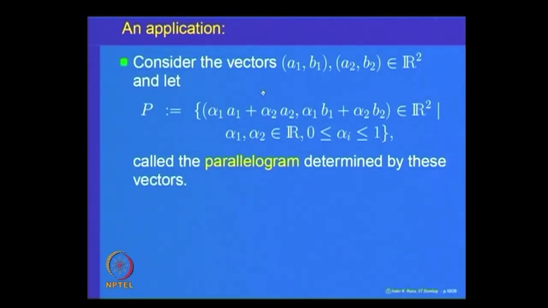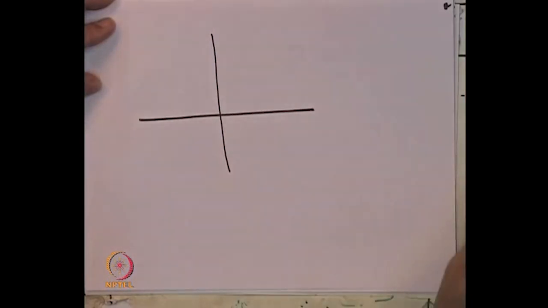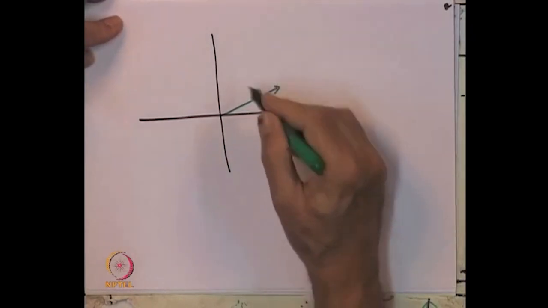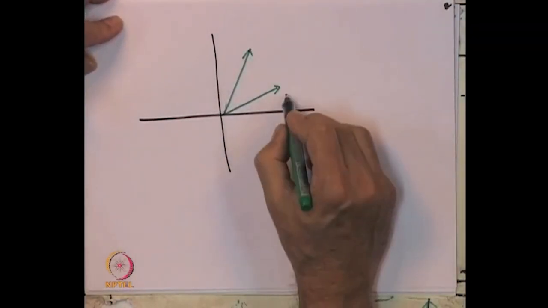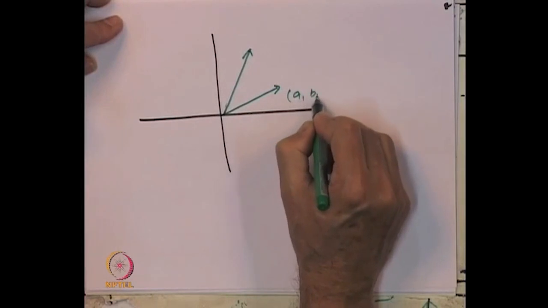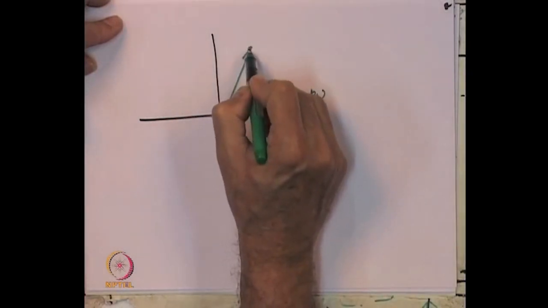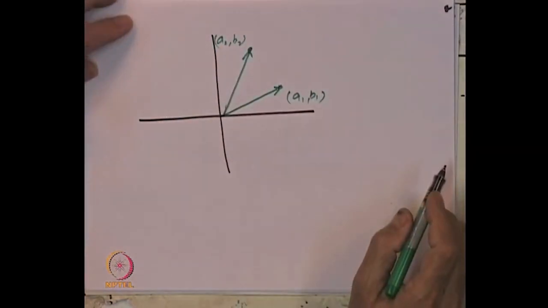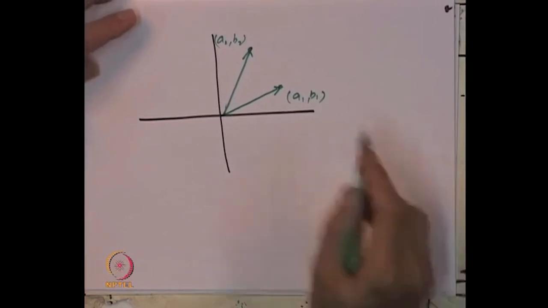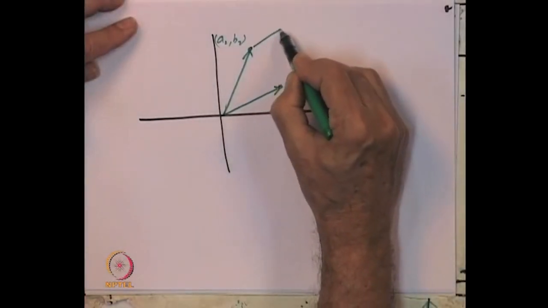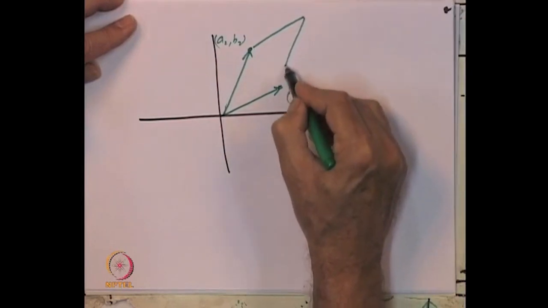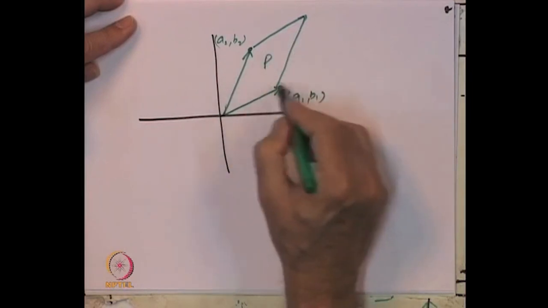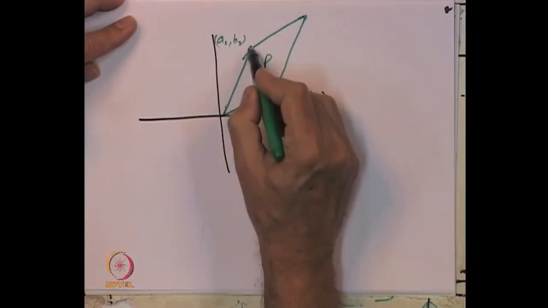In the picture, it is the following. If we have the plane, let us take two vectors. One vector is this vector and the other vector is this. So, this is the vector (A1, B1), and this is the vector (A2, B2). Then they determine a parallelogram, the geometric object. So, let us see what is that parallelogram. That is nothing but this parallelogram. Okay. So, that is the parallelogram P determined by these two vectors (A1, B1) and (A2, B2).